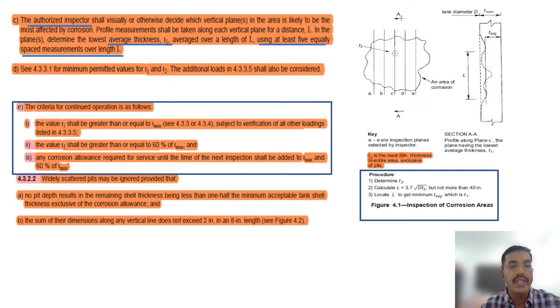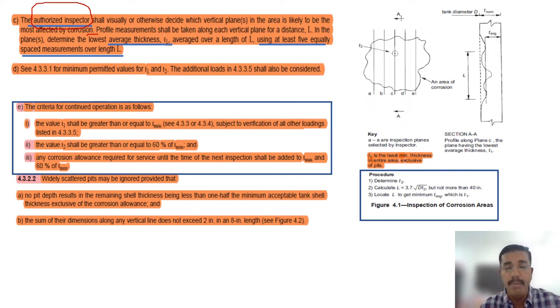The authorized inspector shall visually or otherwise decide which vertical plane in the area is likely to be most affected by corrosion. So only the authorized inspector does this, not the NDE inspector. The NDE inspector is for doing non-destructive examination only. The inspector is also called the authorized inspector. Otherwise means by UT or some other manner, to decide which vertical plane in the area is likely to be most affected by corrosion. All this we are doing to evaluate the shell.